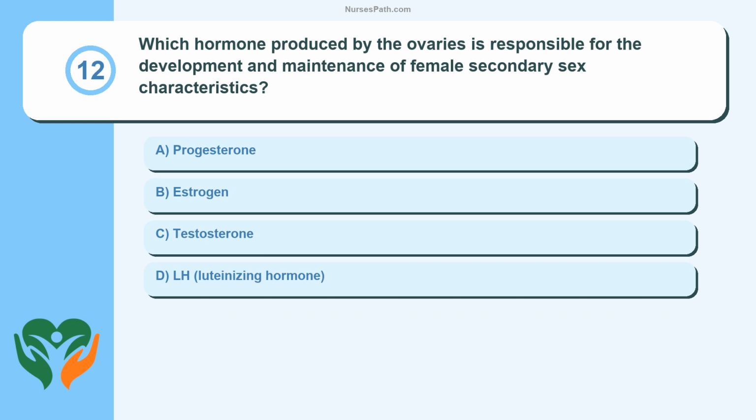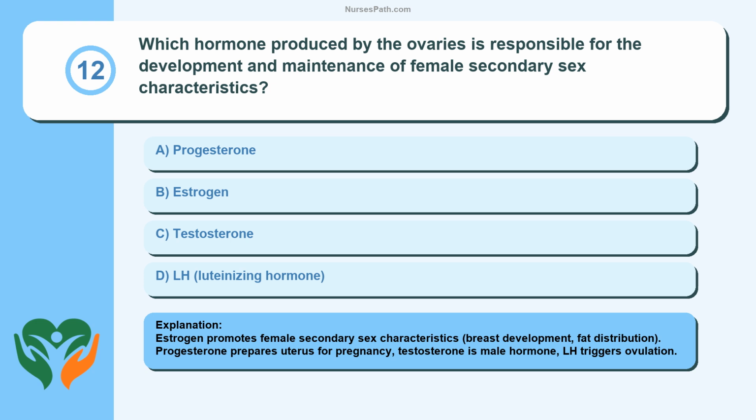Question 12. Which hormone produced by the ovaries is responsible for the development and maintenance of female secondary sex characteristics? Progesterone, estrogen, testosterone, LH (luteinizing hormone). Estrogen promotes female secondary sex characteristics, breast development, fat distribution. Progesterone prepares the uterus for pregnancy. Testosterone is a male hormone. LH triggers ovulation.